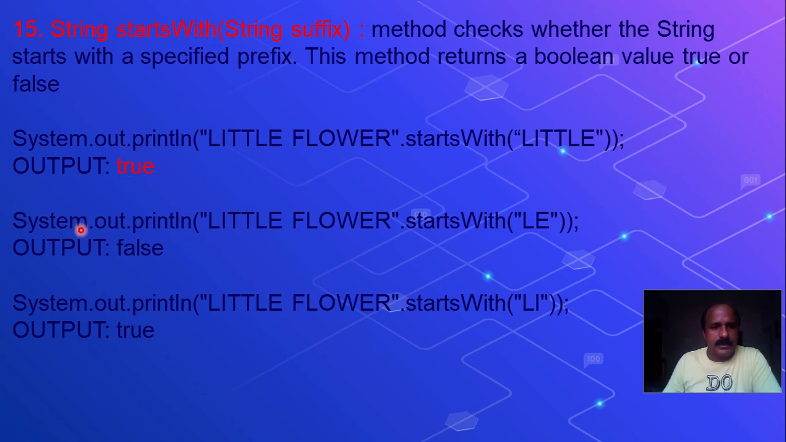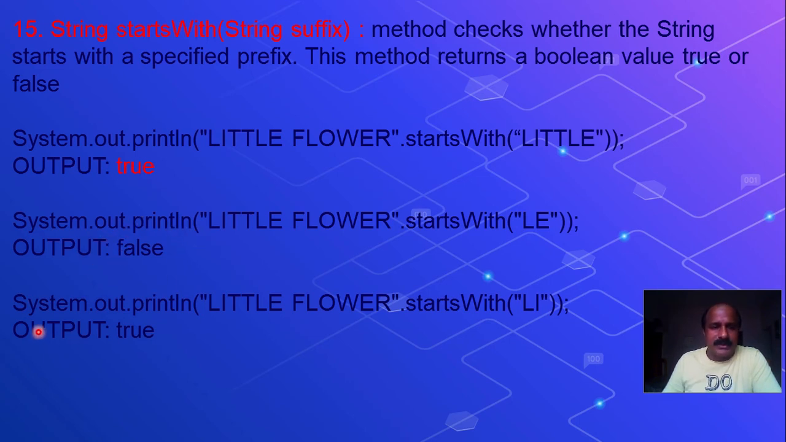Next, again println little flower dot startsWith LE. We are checking whether this string is starting with LE. See, L it is, but not E. That's why you will get false as the return value over here. Look, false is returned.